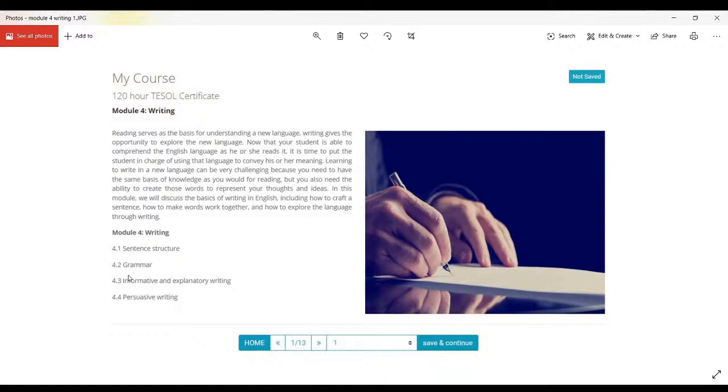Okay, so there are 4 parts in this module. Part 1, the sentence structure. Part 2, grammar. Part 3, informative and explanatory writing. And Part 4, persuasive writing. Save and continue.